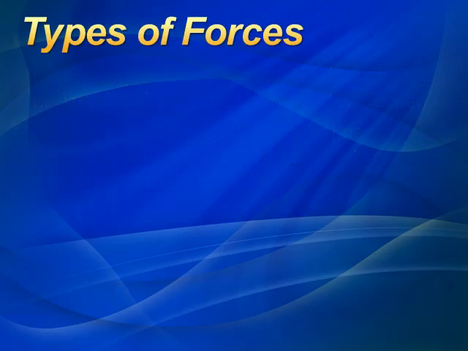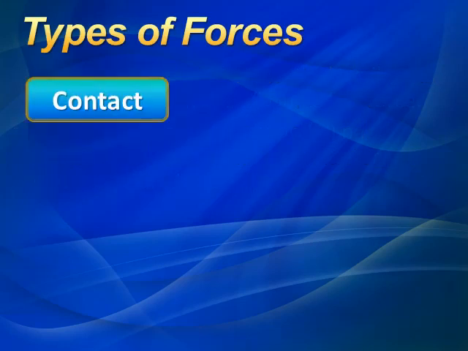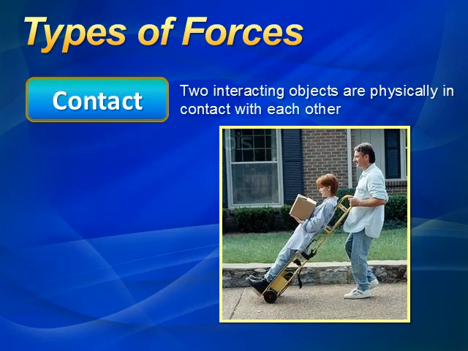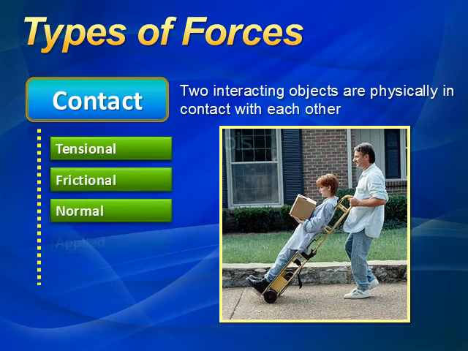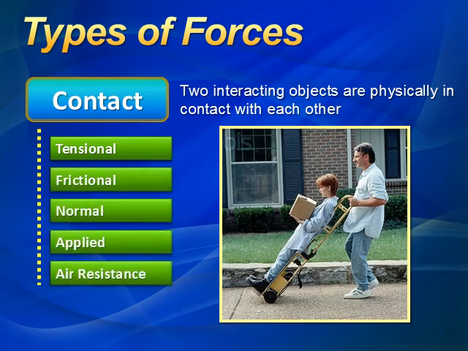Okay, so there are different types of forces. So we have what we call contact forces. So the contact force, this is the force wherein you have two interacting objects that are physically in contact with each other. So it means they are touching. Okay, that's a contact force. So we have different types like tensional force, frictional force, normal force, applied force, and air resistance. So we will be discussing each one as we go along.